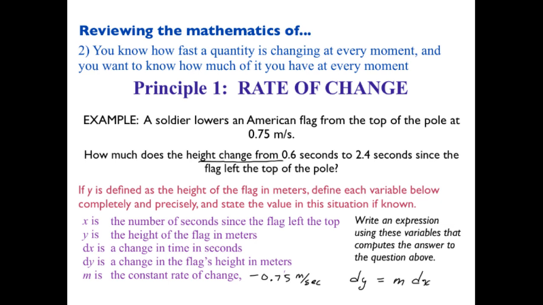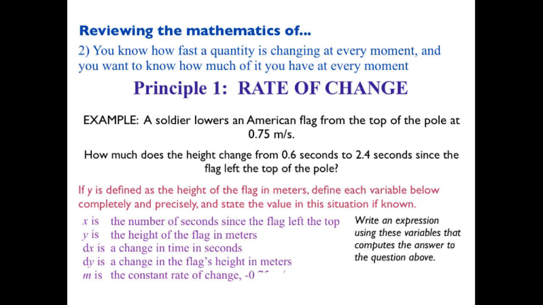So our dx would be 2.4 minus 0.6, or 1.8, and then that would be times our negative 0.75. Anyone got an answer? The height changes by negative 1.35? Negative 1.35 meters. Okay, so now I want to change this up a little bit.